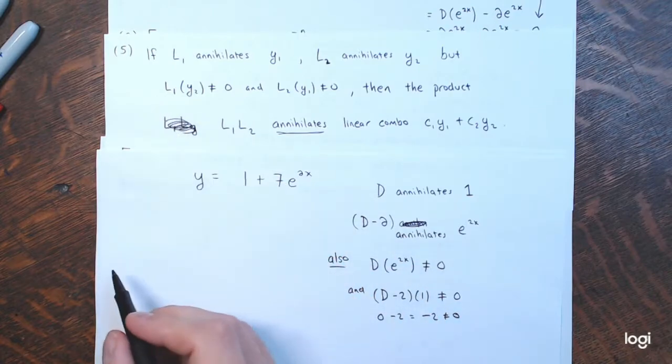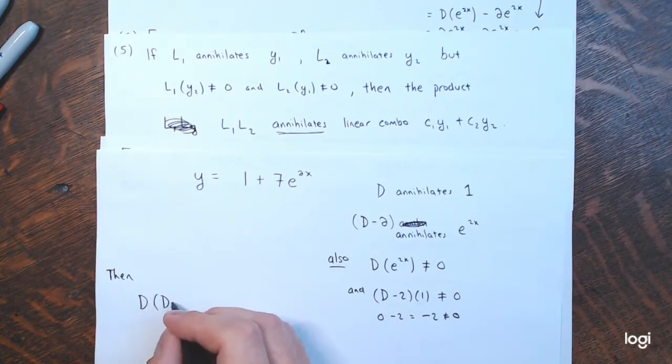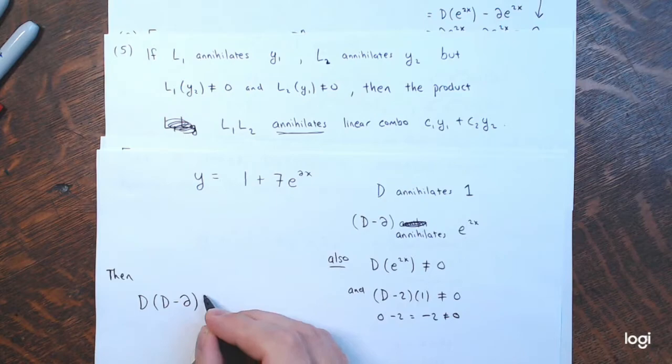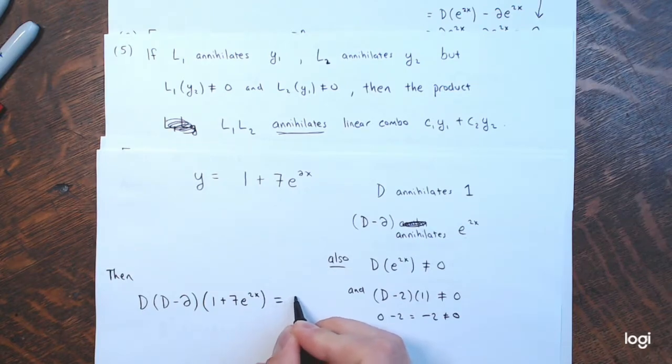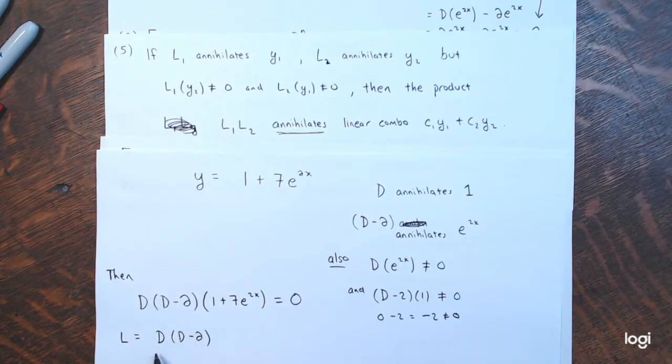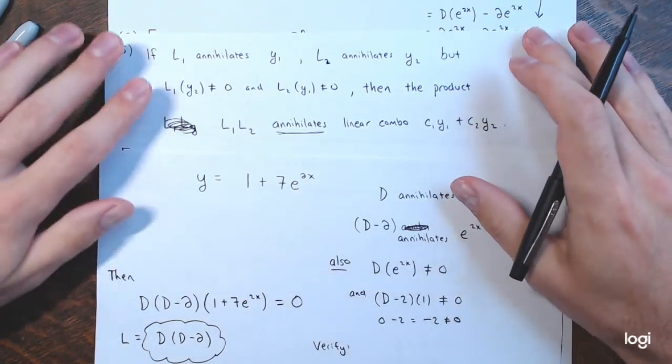So by rule 5, the product of these operators, d times d minus 2, will annihilate 1 plus 7 times e to the 2x. This will be equal to 0. All right, so the operator we're looking for, the L, is d times d minus 2. And let me verify that. Let me actually show you that indeed this operator annihilates the function in question.